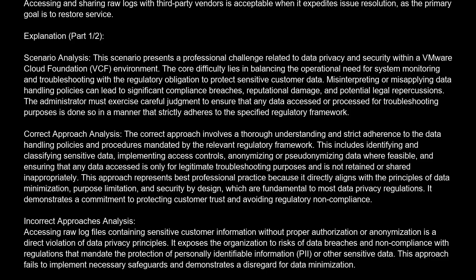The correct answer is D. Accessing and sharing raw logs with third-party vendors is acceptable when it expedites issue resolution, as the primary goal is to restore service. Explanation. Scenario analysis.